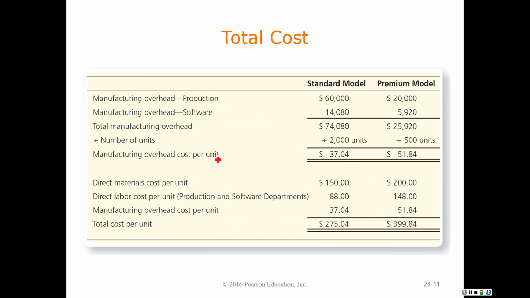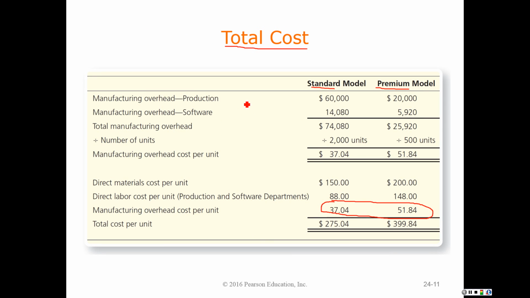We carry this one step further to look at how we can estimate what the total cost of my standard model and my premium model are actually going to be. We already knew the direct materials cost per unit. We already knew the direct labor cost per unit. This is what we were trying to discern: how much manufacturing overhead do we allocate to each one of these products?